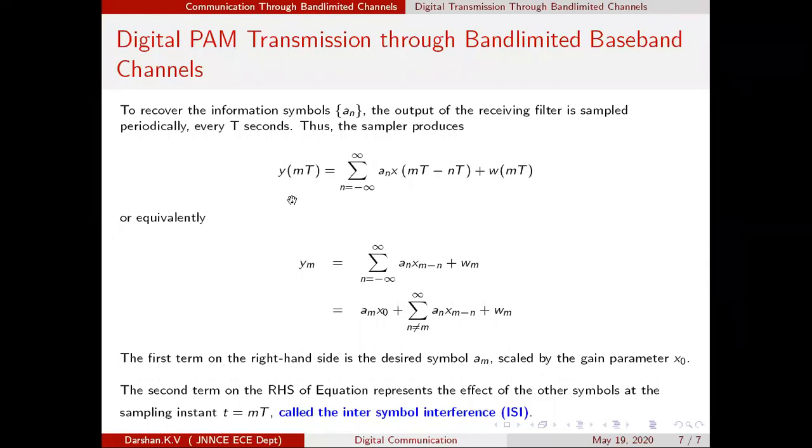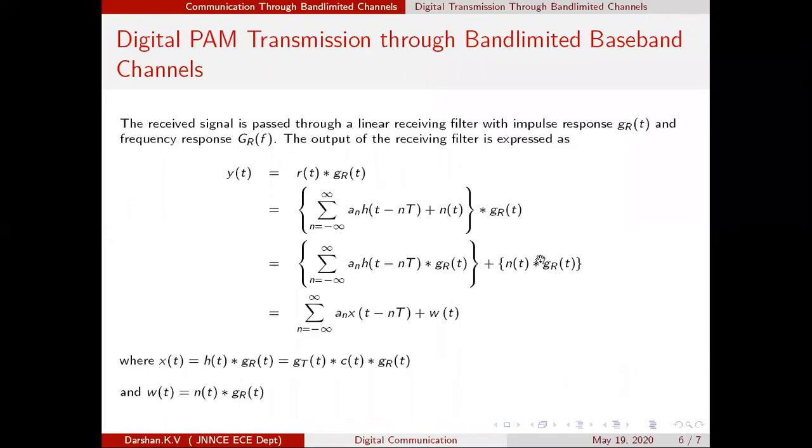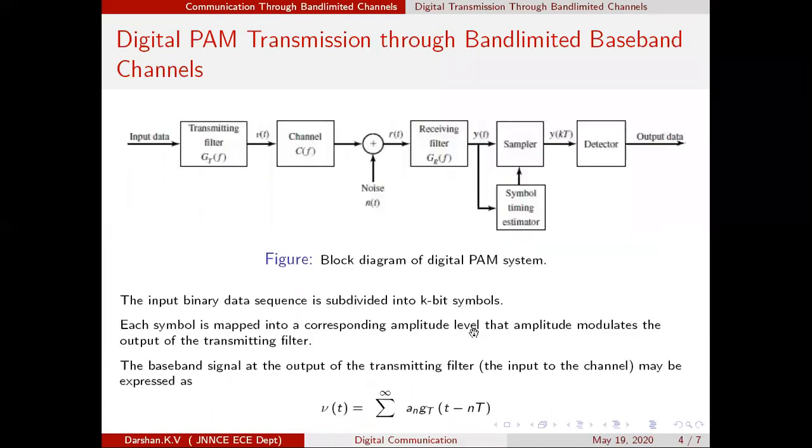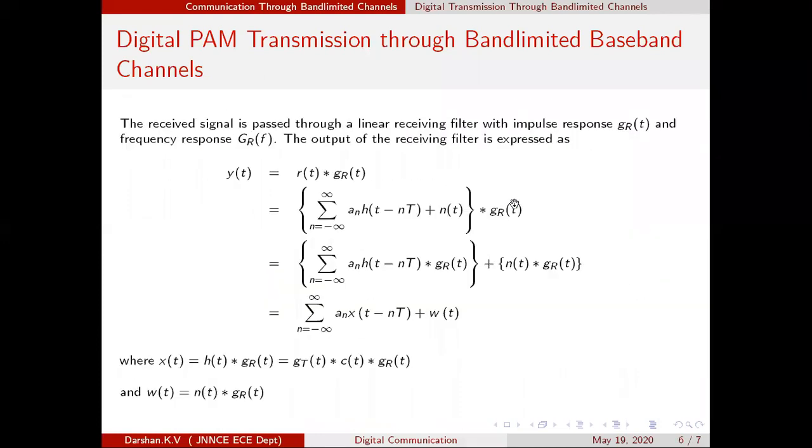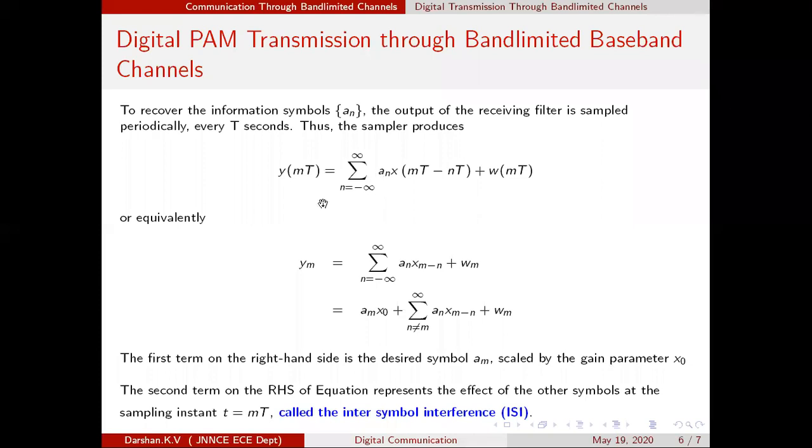So let me come again. This slide is a very important thing. I will again revise this slide in tomorrow's class, but today, as much as is possible, let us write. We have got the y of t. What is this y of t? It is the output of the receiver filter. As per the block diagram, the output of the receiver filter should be sampled at every T seconds. So therefore, they have written this particular equation.